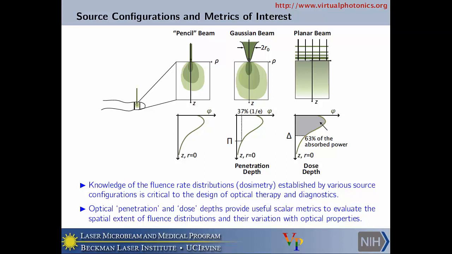I'm going to call that delta. These metrics of pi and delta really allow you to evaluate the spatial extent and the penetration depth of these distributions and their variation with optical properties and beam properties.